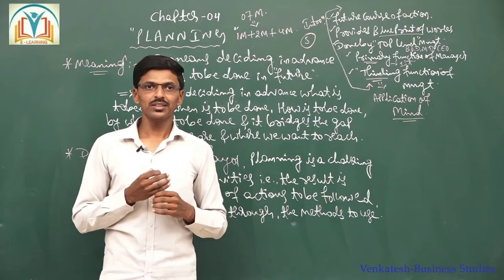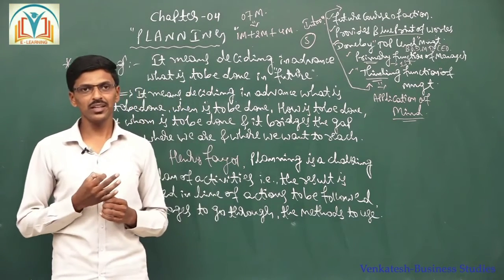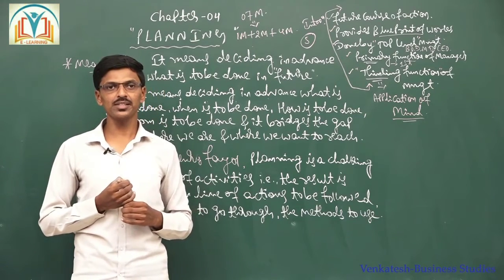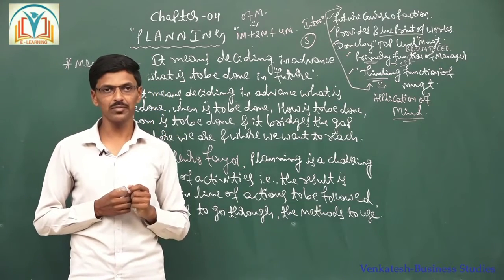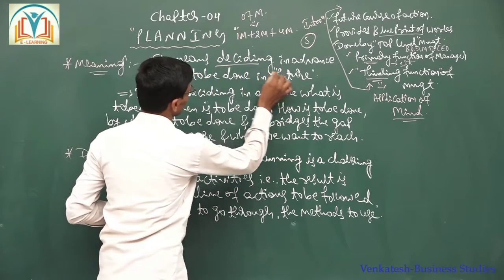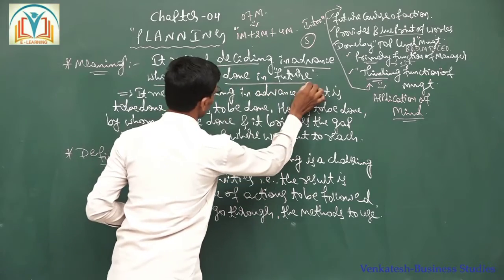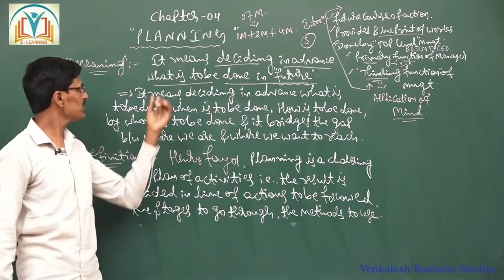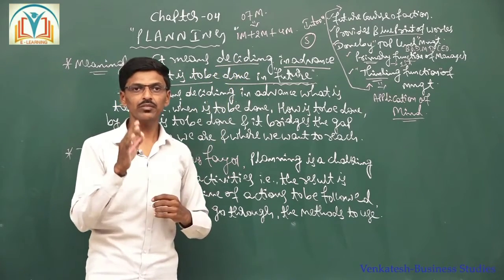The next is the meaning of planning. So what is planning? I already explained in the first chapter, under the concept of functions of management. Planning means deciding in advance what is to be done in future. That is important. So here planning means deciding in advance what is to be done in future.